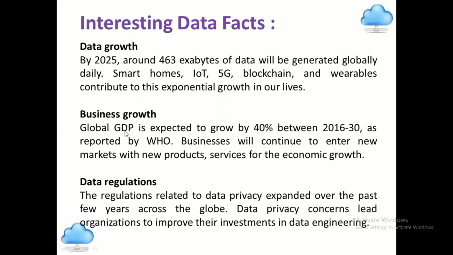And if you look at business growth worldwide, GDP means gross domestic product, right? India is in the top 5 right now. Global GDP is expected to grow 40% between 2016 and 2030. It has already happened even in India: in 2016 we were in 11th place, and now we are in 5th place, as reported by WHO. Why did it happen? Because of the internet, digitalization, the cloud and data analytics. Seven years are gone, another 7 will bring 40% growth. This is 15 years of 40% growth happening in the business sector across the globe.